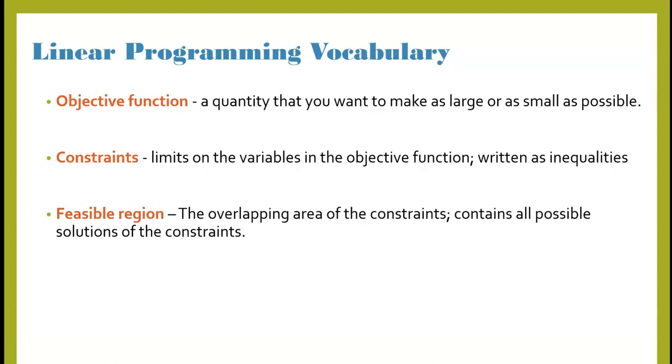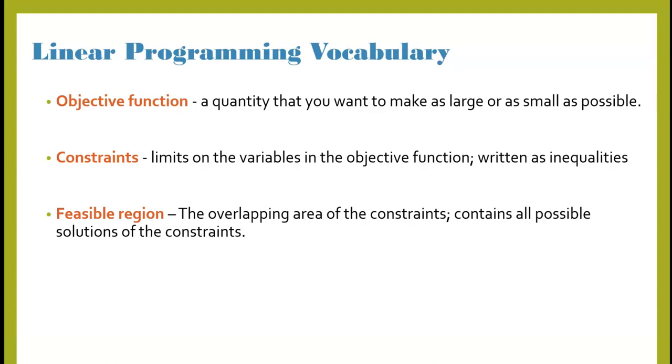Then we have constraints. The constraints are limits on the variables in the objective function, limits on what we can use. They're written as inequalities. They're usually demonstrating that we have some resource that we can't exceed using that amount of that resource in our production process. And so we can write an inequality based off of that information. That will form our constraint.